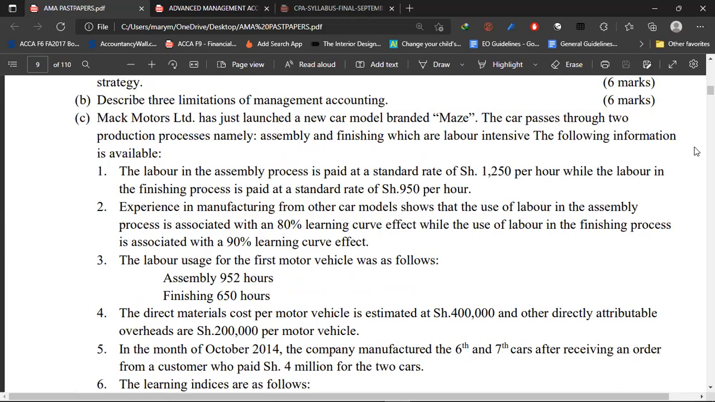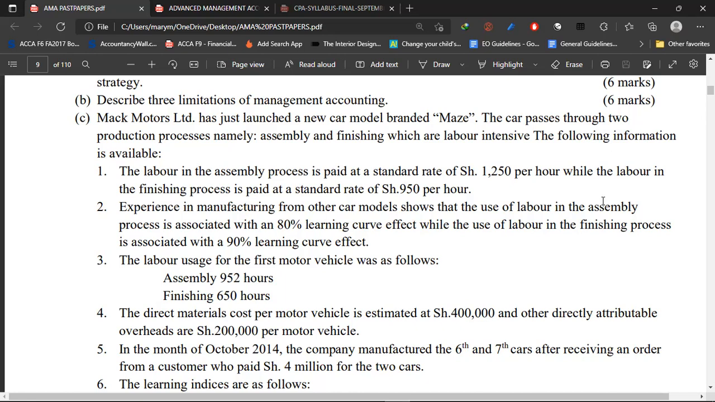Thank you. Now, in this case, when you see this question, the first thing that I told you, for any question on the learning curve, you are supposed to be thinking about what is the labor cost. Every time, what is the labor cost? In this case, the examiner is telling you in note number 1 that the labor in the assembly process is paid at a standard rate of $12.50 per hour. So how many hours do we require? What is the total hours for the 2 cars? We have also been told that the labor in the finishing process is paid at a standard rate of $9.50 per hour.